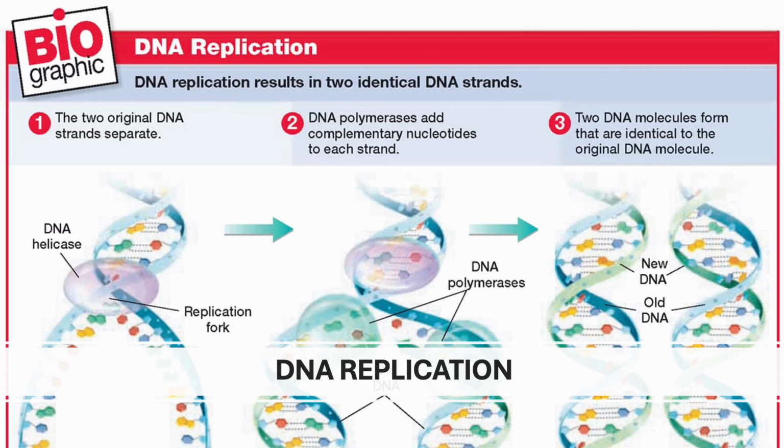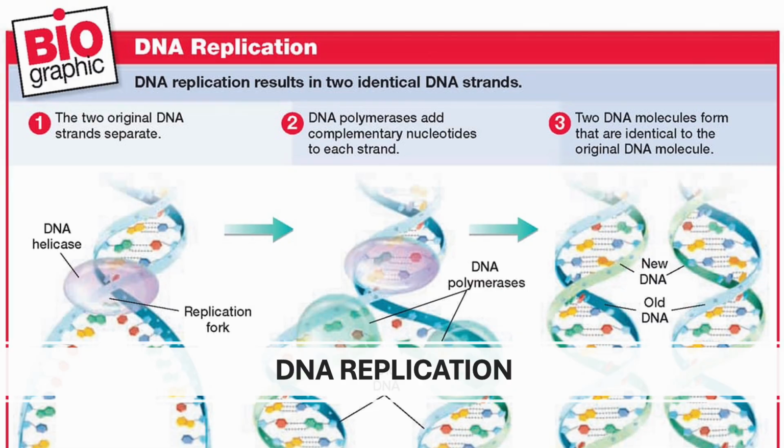And there are stages in DNA replication. Stage number 1, the two original DNA strands separate at the replication forks, with the help of DNA helicase. Stage 2, the DNA polymerase adds complementary nucleotides to each template strand as it goes along the leading strand. Now the RNA primer is there, then it copies as the strand goes ahead. Stage 3, the two DNA molecules formed are identical to the original DNA molecule.